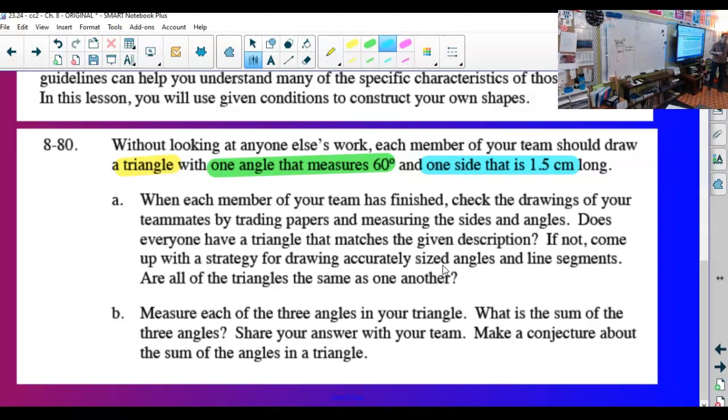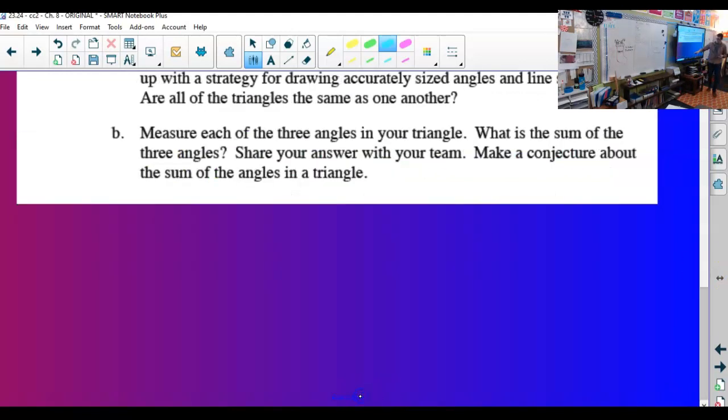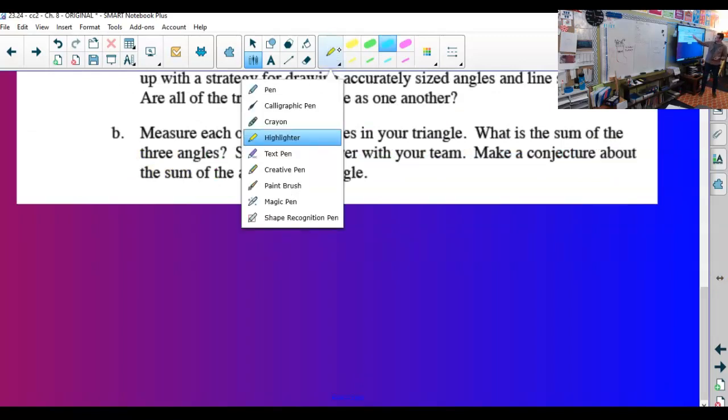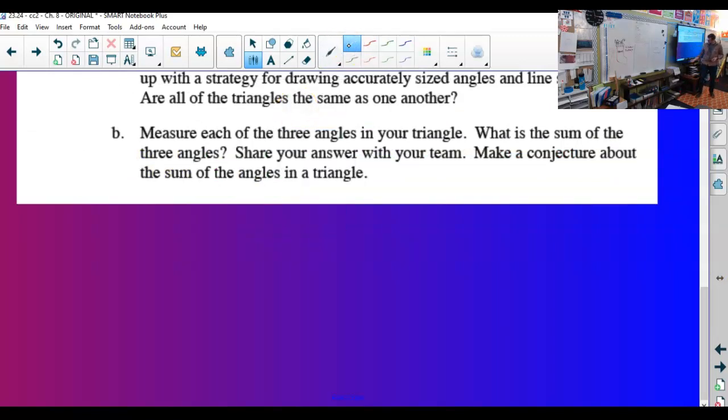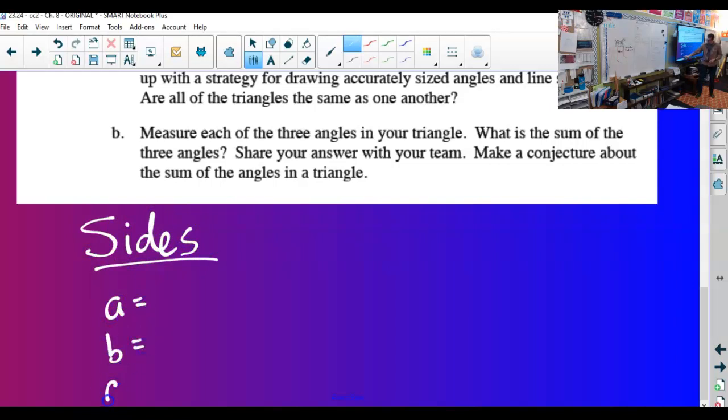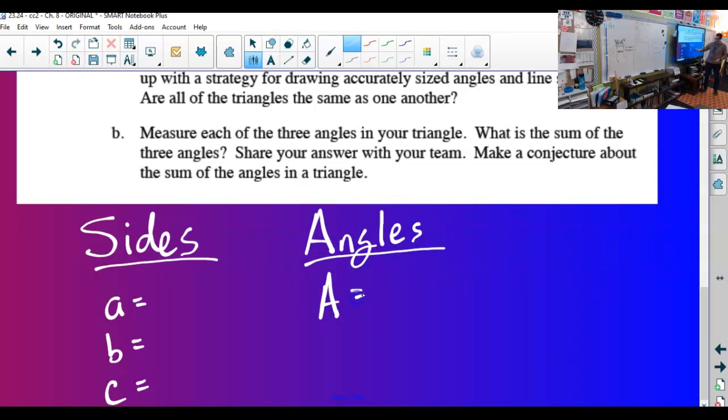In a triangle, how many pieces are there? Three. If I imagine the triangle as a piece of pizza, then that's one piece of pizza. Sides and angles. As opposed to sides divided by A equals B equals C. This is not division. Angles, not divided. It's a label.